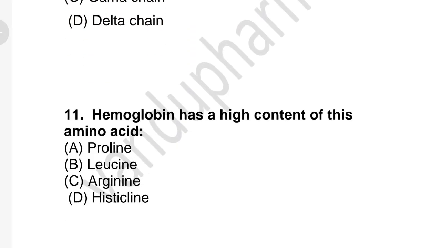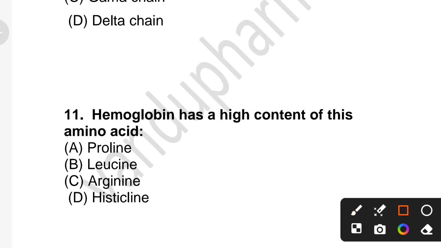Hemoglobin... histidine. Right answer is option D.